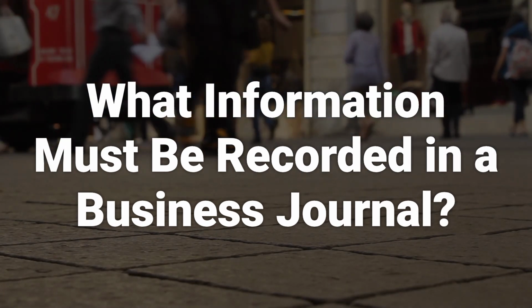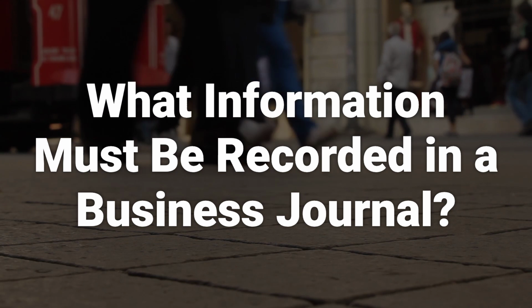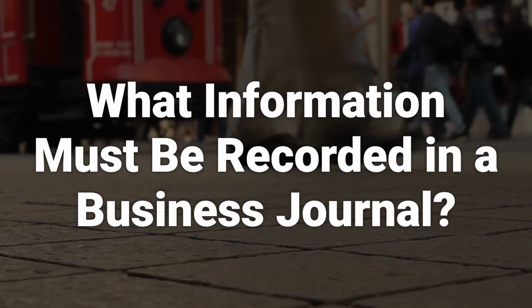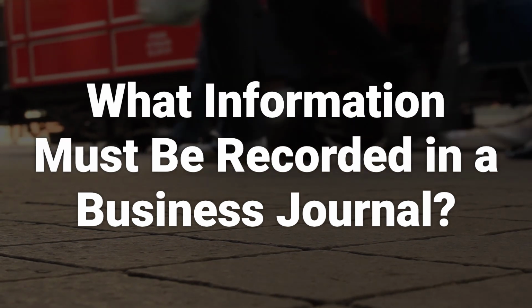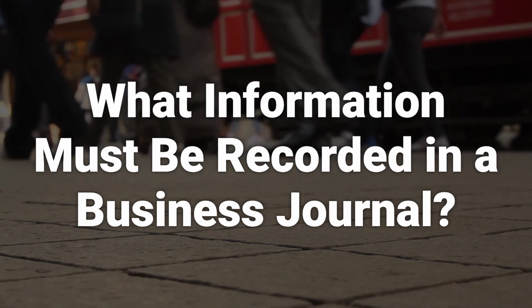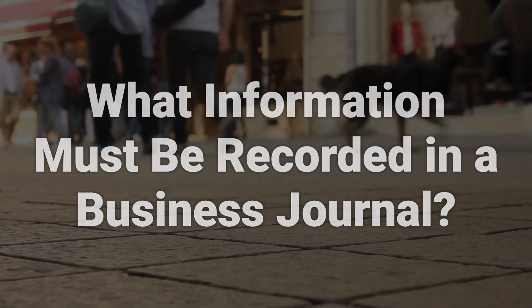Every entry in a business journal must contain all critical information about a transaction. In double-entry accounting, this means the date of the transaction, the amount to be credited and debited, a brief description of the transaction, and the business accounts that are affected by it.